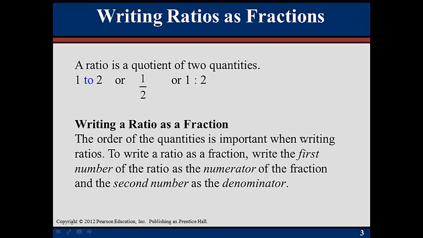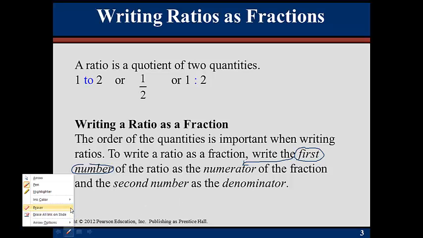So how do we write ratios as a fraction? The order of the quantity is important when writing ratios. To write a ratio as a fraction, write the first number of the ratio as the numerator. So the first number they give you will represent your numerator. And the second number will be your denominator.